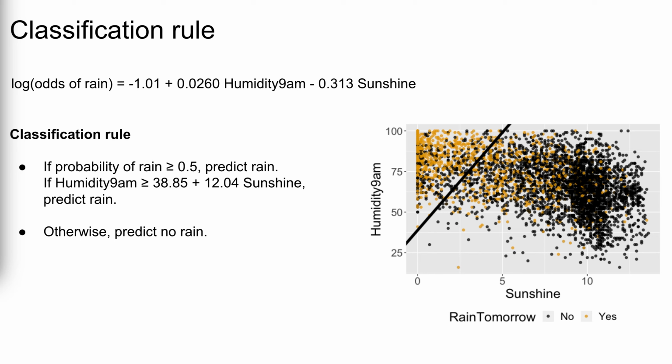This classification rule is represented by the black line on this plot of the humidity and sunshine levels on our sample of rainy and non-rainy days. Clearly, it isn't perfect. Some of the rain outcomes, the orange dots, fall below the classification line, thus would be misclassified as no rain. Similarly, some of the non-rain outcomes, or the black dots, fall above the classification line, thus would be misclassified as rain.